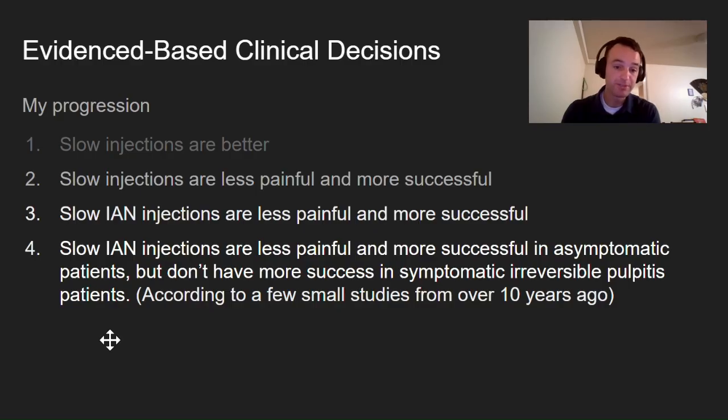And now, after going through the different studies from the book and Lieutenant Commander Bono, slow inferior alveolar nerve blocks are less painful and more successful in asymptomatic patients, but don't have more success in regards to pulpal anesthesia in symptomatic irreversible pulpitis patients, according to a few small studies from over 10 years ago. There's probably been more recent studies going over this. The book is just old enough to not have them referenced, and I didn't take the time to do a literature search on all the statements from my notes.